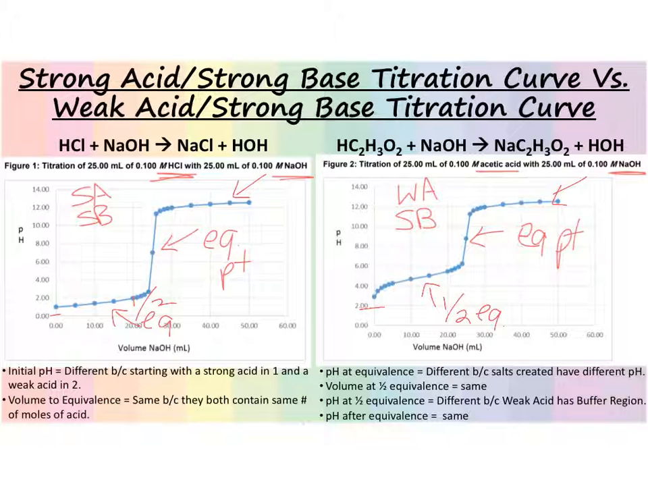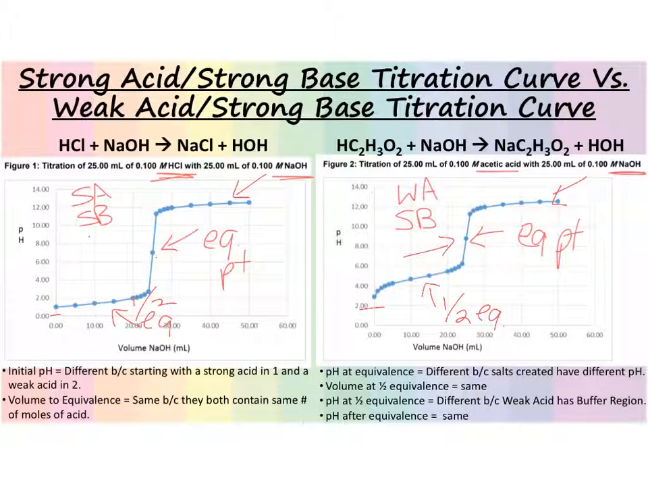Now, pH at equivalence is going to be different because we're talking about salts that have a different pH. Over here on the strong, we know that our salt is going to end up with an equivalence pH of 7. Over here on the weak acid, strong base, we should end up with a basic salt, which, if you notice, is definitely above 7, so it is basic. So we're going to have to solve that pH the way we would determine the pH of salts typically. Volume at half equivalence is the same thing: you're just going to cut the volume in half.